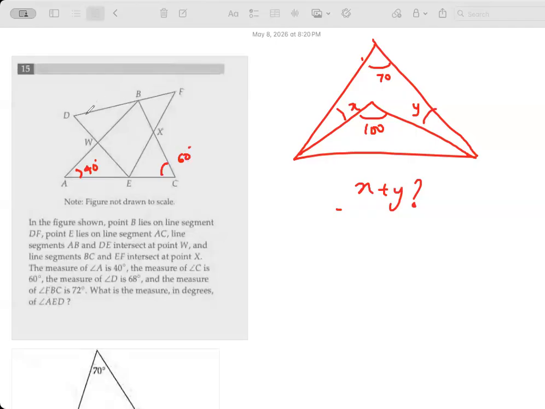Measure of D is 68. Measure of FBC is 72. What is AED? AED is what they're asking, right? I'm going to wait. I don't know. It's interesting though.